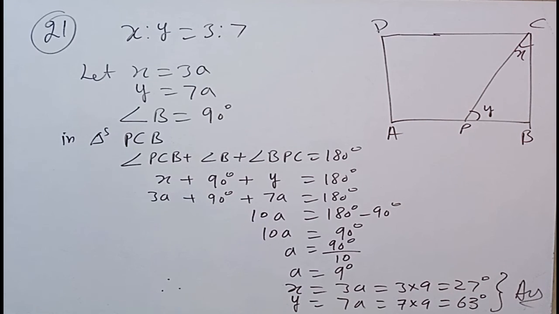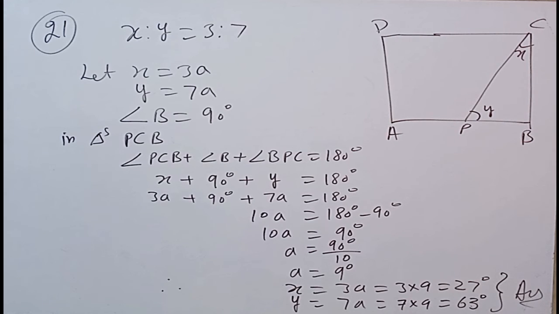So we know angle B equal to 90 degree, as the angles of a rectangle are equal to 90 degree. Now in the triangle PBC, angle PCB plus angle B plus angle BPC equal to 180 degree. The sum of angles of a triangle is equal to 180 degree. Write the value of PCB that is x, plus angle B equal to 90 degree, plus angle BPC equal to y, equal to 180 degree.